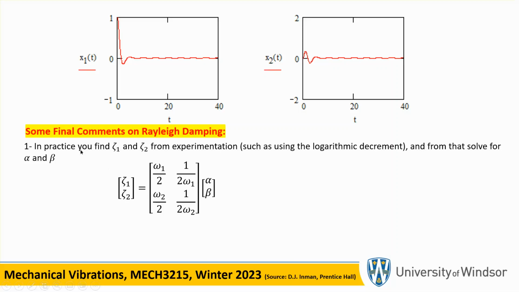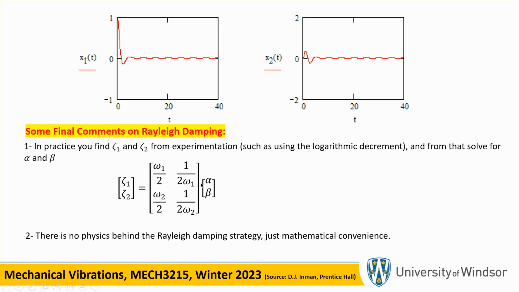Here, I'm saying that in real life, you decide on two important frequencies. And they don't have to be consecutive, by the way. Two important frequencies, and from experimentation, and these can be done from the logarithmic decrement material that we did back in week 4, week 5, something like that, you find alpha and beta.